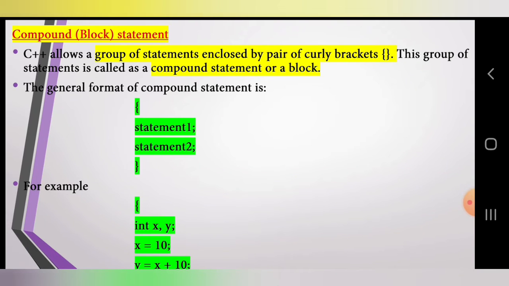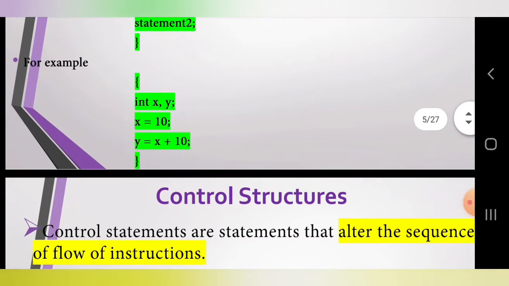The general format of a compound statement is an open curly brace, which indicates where the program code starts, and a close curly brace, which indicates where it ends. Between these you can write any number of statements. Here statement 1 and statement 2 are given, and each statement is terminated by a semicolon in C++. See the example.